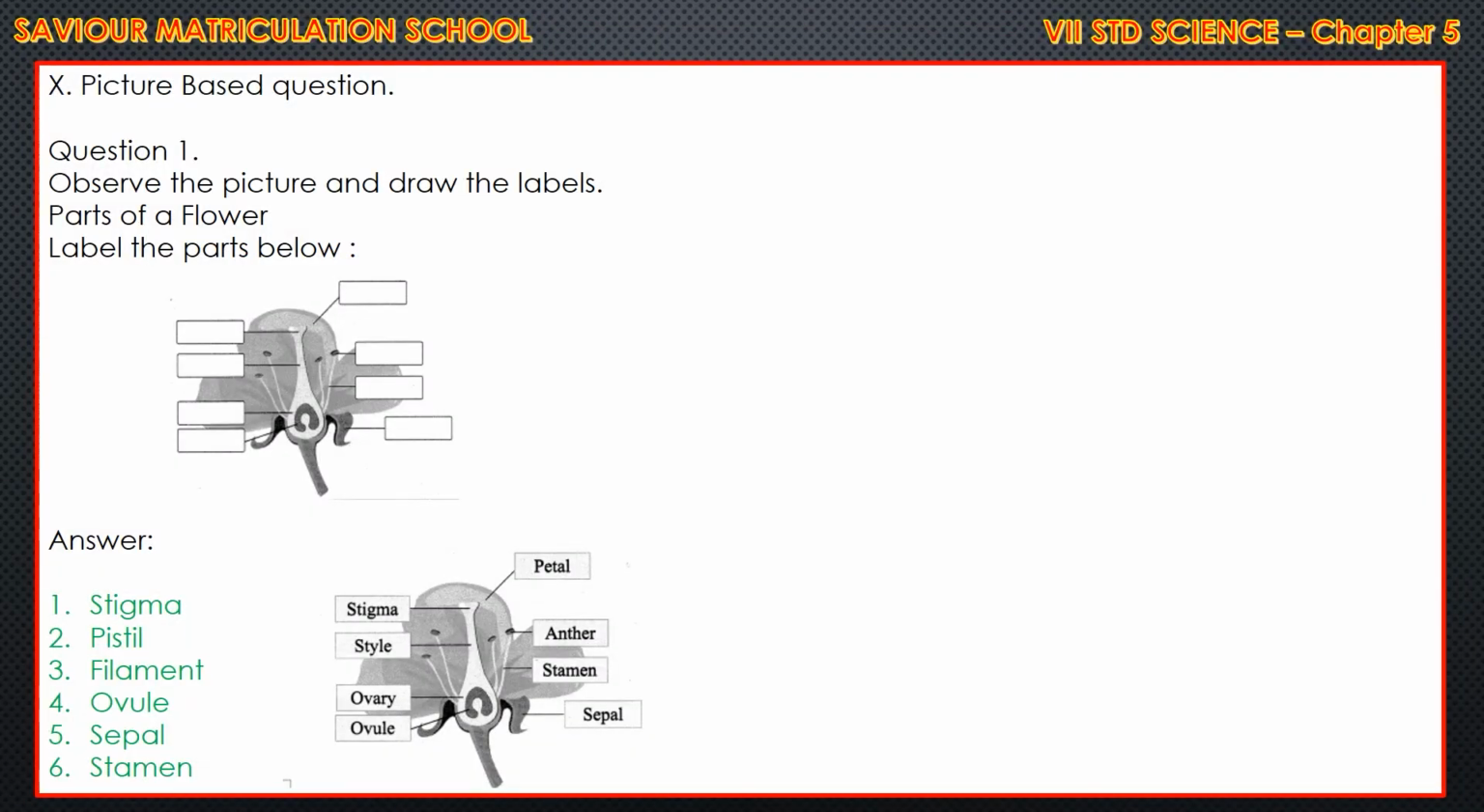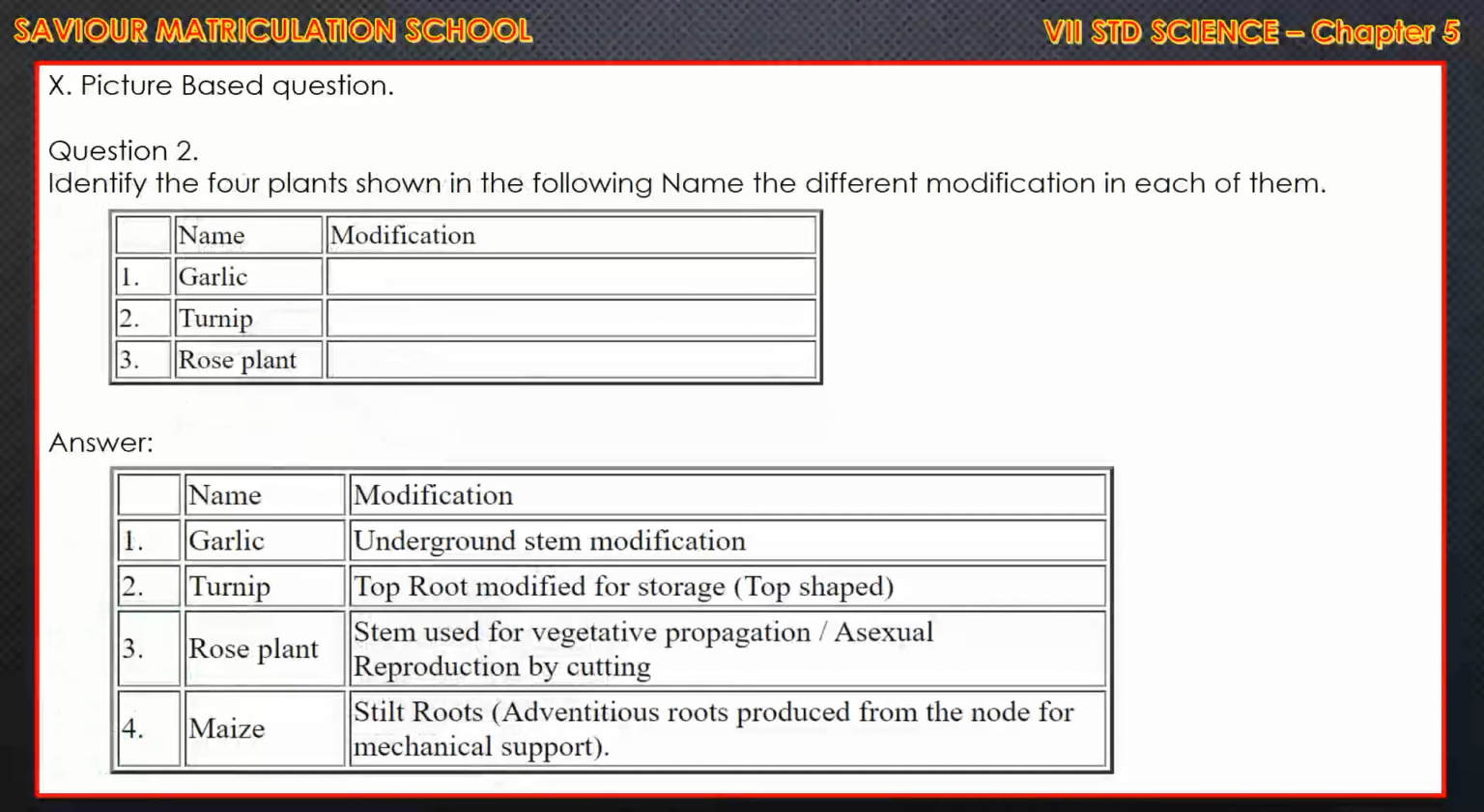Then Roman number 10, picture based question children. This you have to mark in the book children. That is petal, anther, stamen, sepal, stigma, style, ovary and ovule. So you have to label the parts children. So we'll go to the next one.